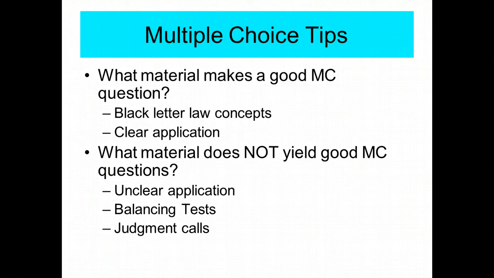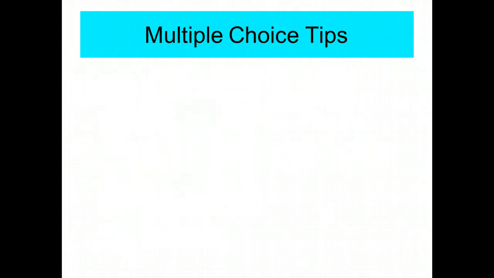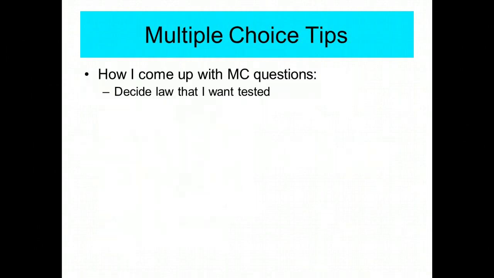And I think if you understand these guiding principles, it will help you when you're trying to read through the questions. How I come up with multiple choice questions, if you're interested, is I decide the law I want tested based upon what I'm testing in the rest of the test. I then rate the question for difficulty, and what I do is I give it a point or two for each aspect of the law you would need to know to be able to answer it.